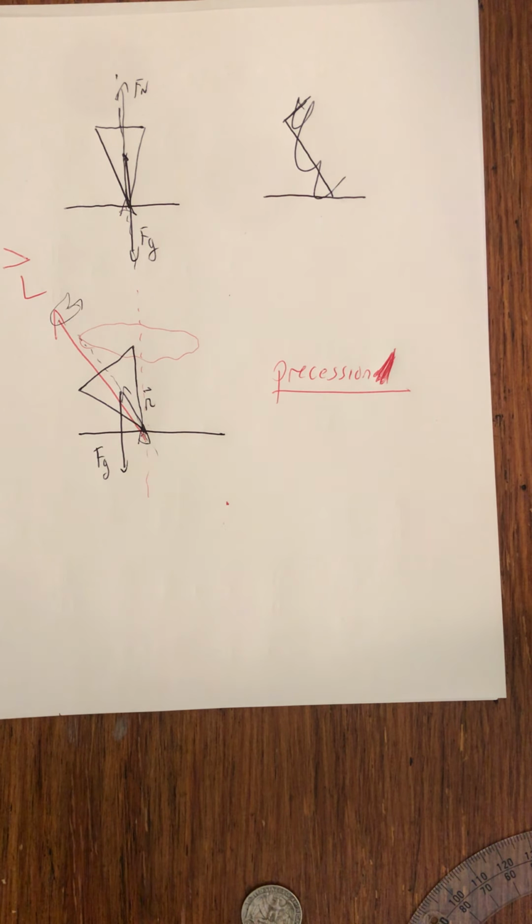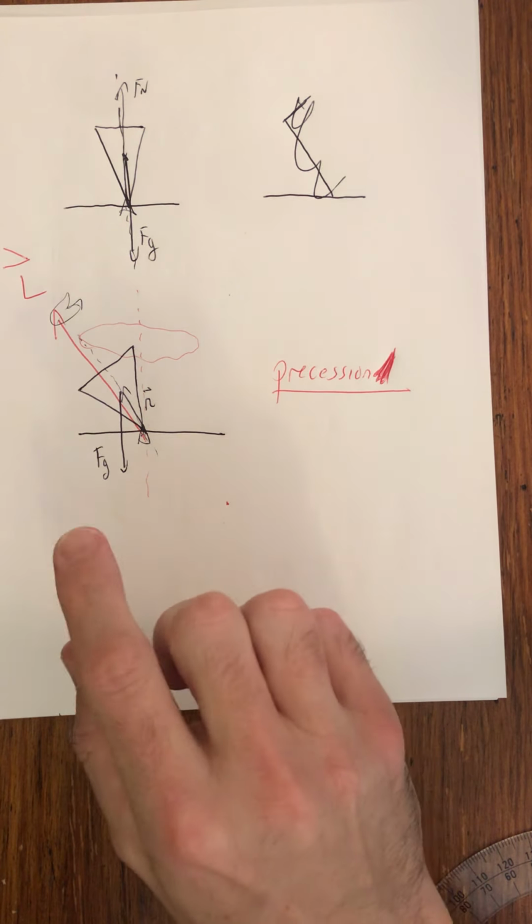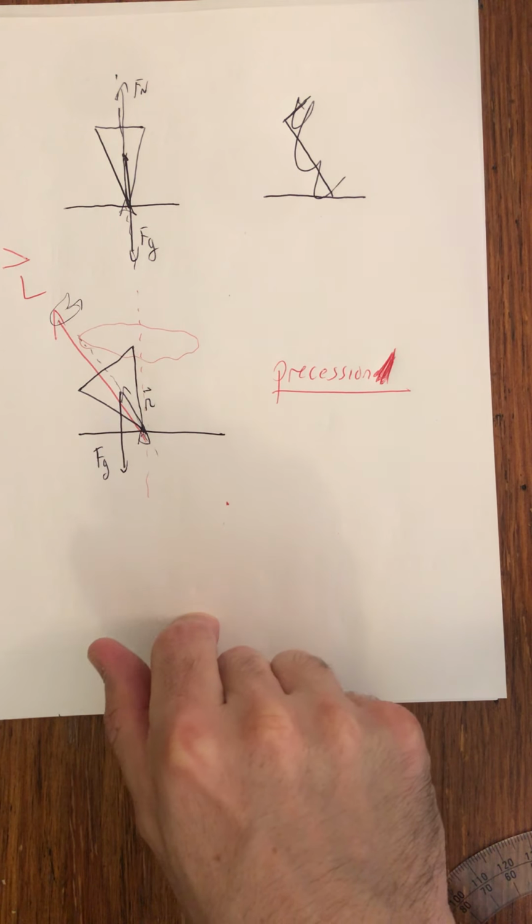And so that's precessional motion, and that's the vector nature of angular momentum conservation that I wanted to talk about.